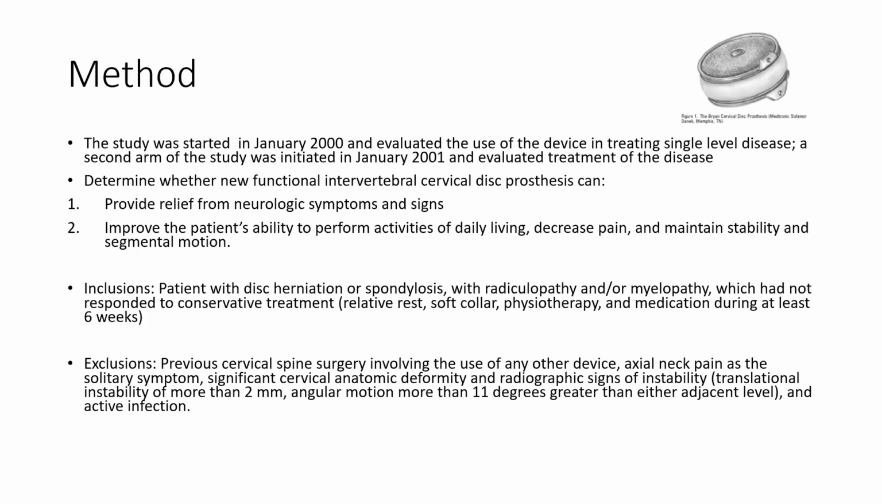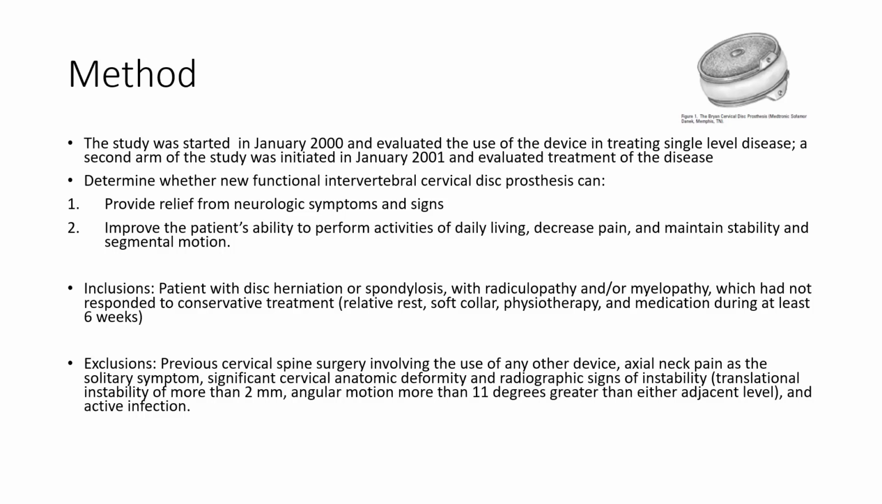Basically for the methods, this was the study they did. It was started in January 2000, evaluating the device. The second arm to the study, single level disease, was initiated in 2001. And basically what they did was they determined this approach, this prosthesis, based upon two things: provide relief of neurologic symptoms and signs, as well as improve patient's ability to perform activities of daily living, decrease pain, and maintain stability and segment motion.